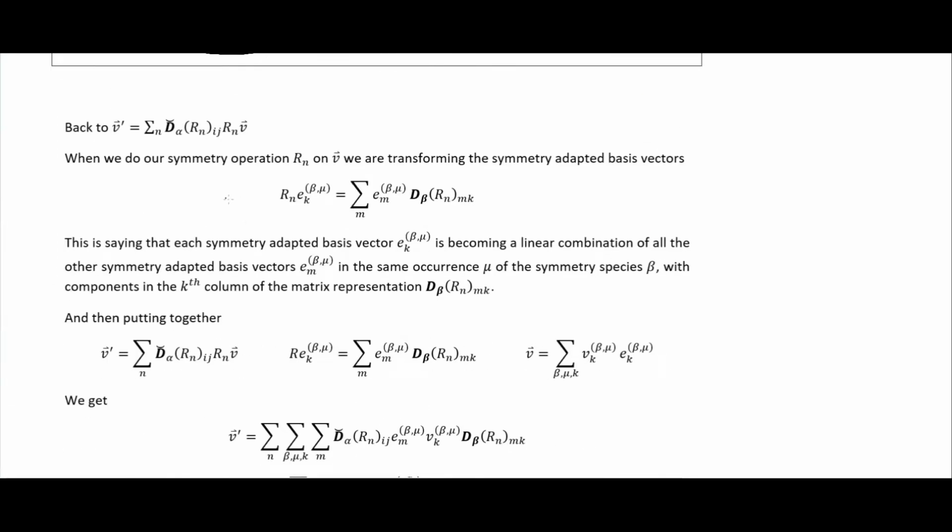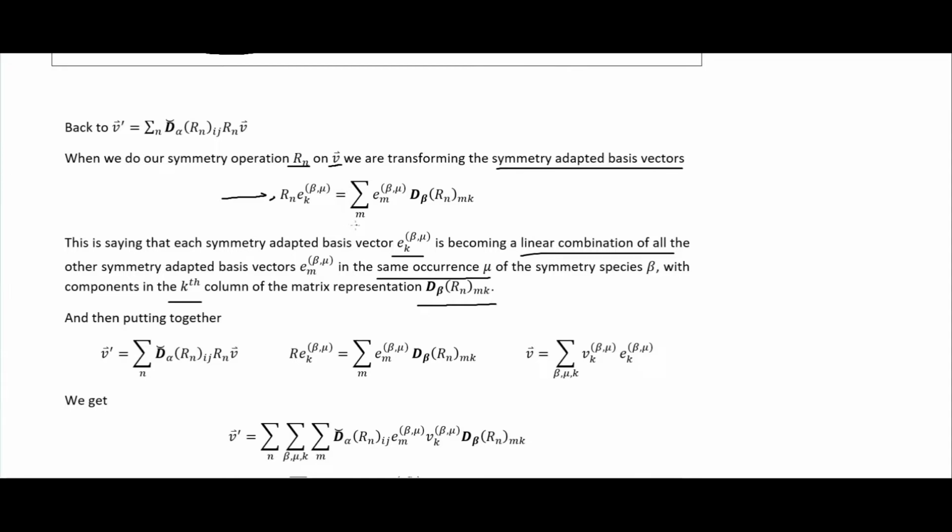When we do our symmetry operation r sub n on our vector here, we are transforming the symmetry adapted basis vectors like this. This is saying that each symmetry adapted basis vector is becoming a linear combination of all the other symmetry adapted basis vectors in the same occurrence mu of the symmetry species beta, with components in the kth column of the matrix representation of our symmetry operation here.